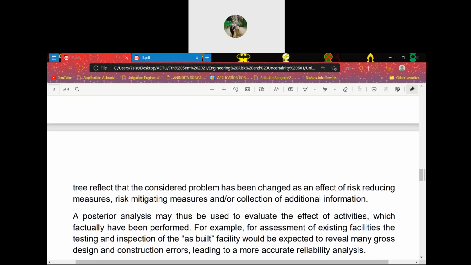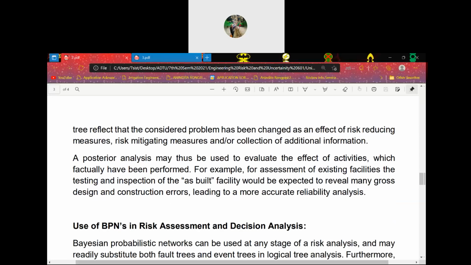For example, for assessment of existing facilities, the testing and inspection of the as-built facility would be expected to reveal many gross design and construction errors, which leads to a more accurate reliability analysis.